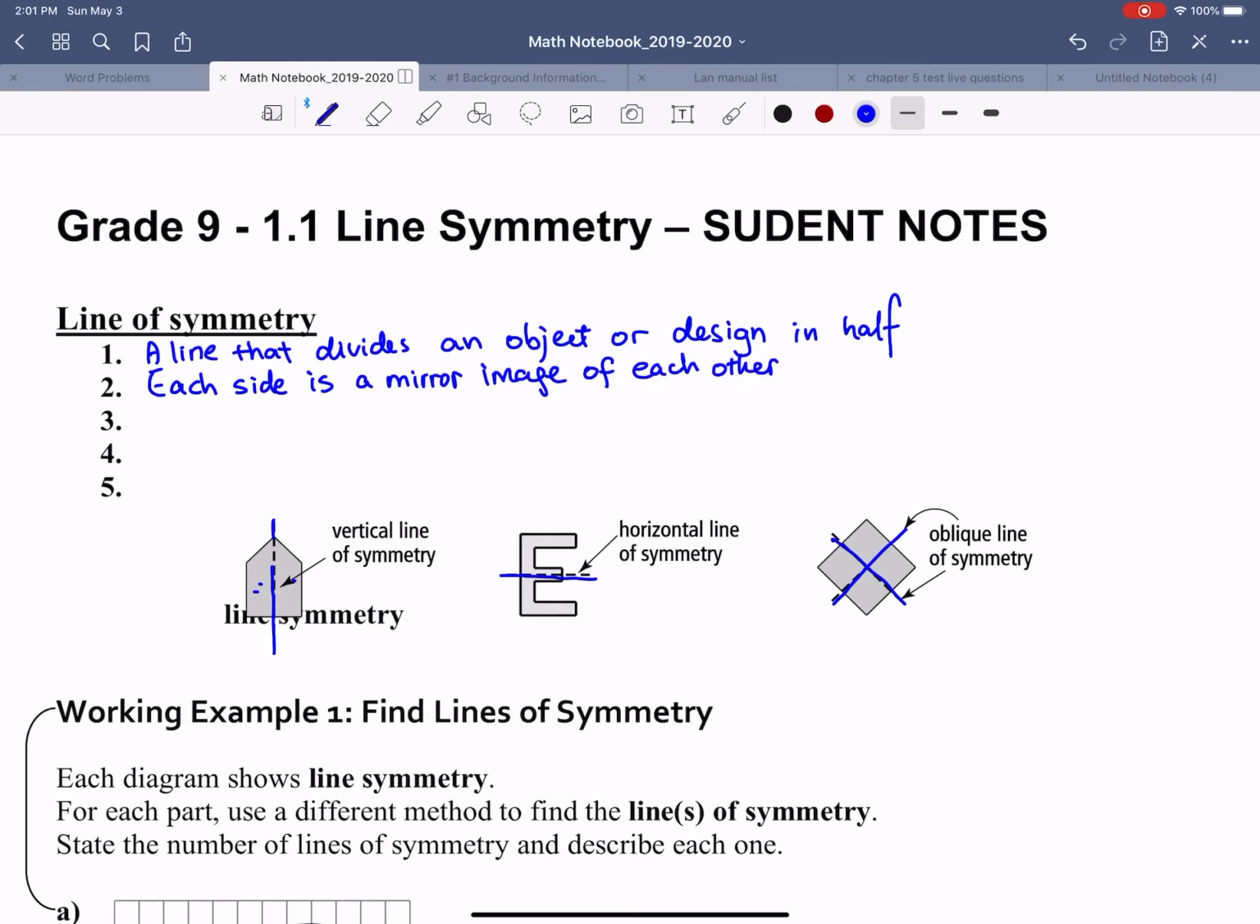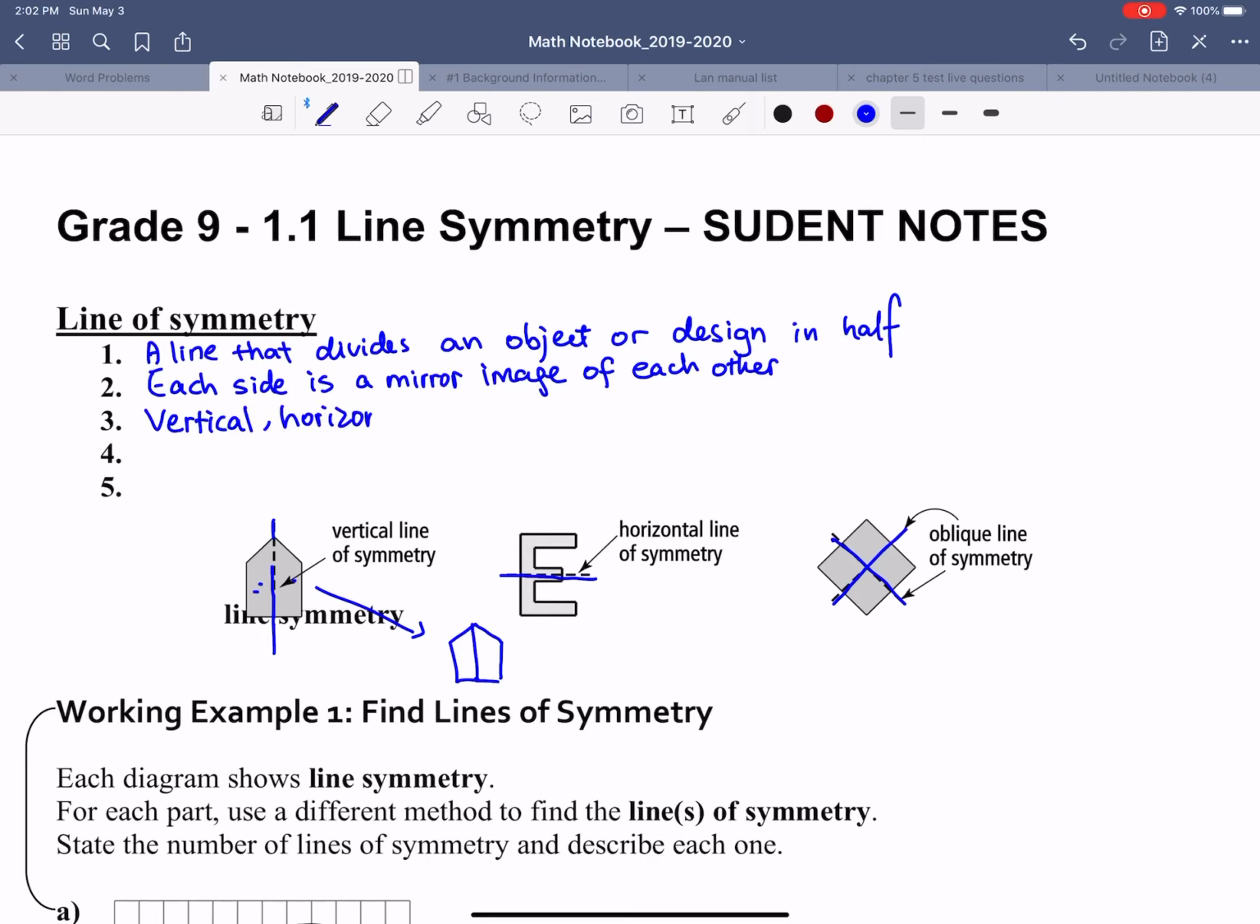Okay, so they're mirror images, they're not exactly the same. So for example, this shape here, one of them is like this and the other is not like this. The other is not exactly the same in terms of rotation, but the shape is the same, of course, but it's a mirror image. Okay, so vertical, horizontal, or oblique.